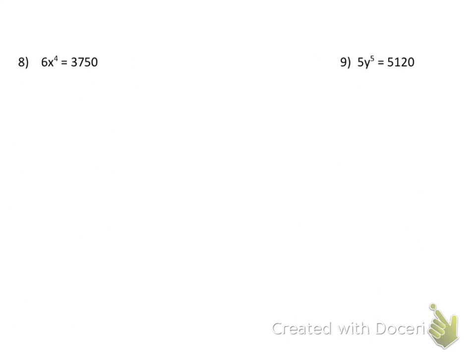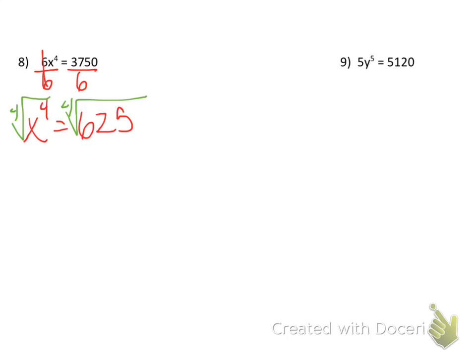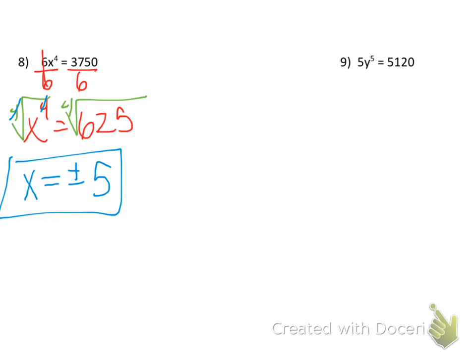Now let's go ahead and solve some equations. The whole point of solving equations is to get the variable by itself. So what's the first thing we need to do to isolate the variable? We need to divide by the 6, so we're left with x to the 4th equals 625. And again, powers and roots undo each other. Since we're raising to the 4th power, I need to take the 4th root of each side. I'm left with x equals 5. However, remember that we're taking the 4th root, which is an even root, therefore it must be plus or minus 5.